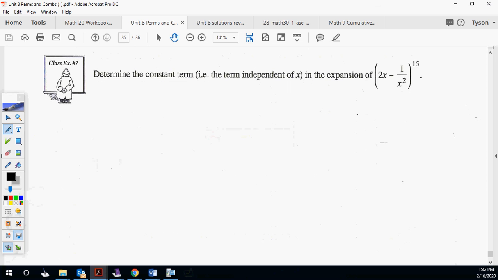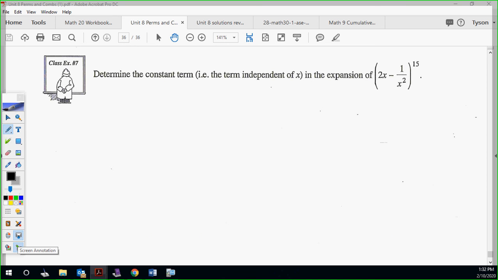Yikes. So scary. So scary. Okay, so we have the expansion of (2x minus 1 over x squared) to the 15th. It says determine the constant. 90% of the problem that people run into is they don't know what constant means. Can someone tell me what constant means?